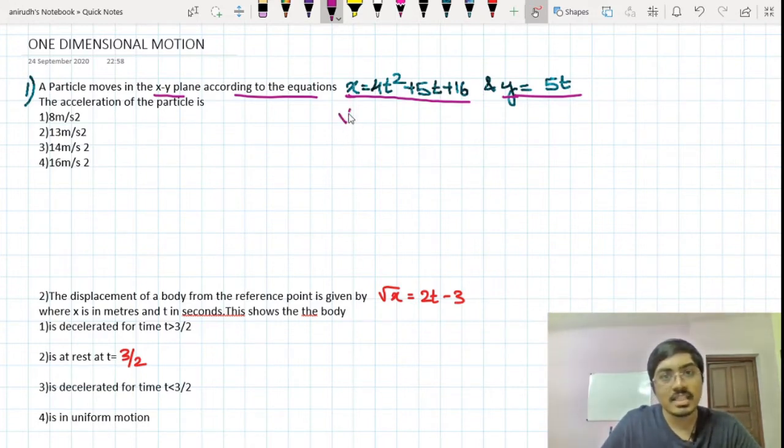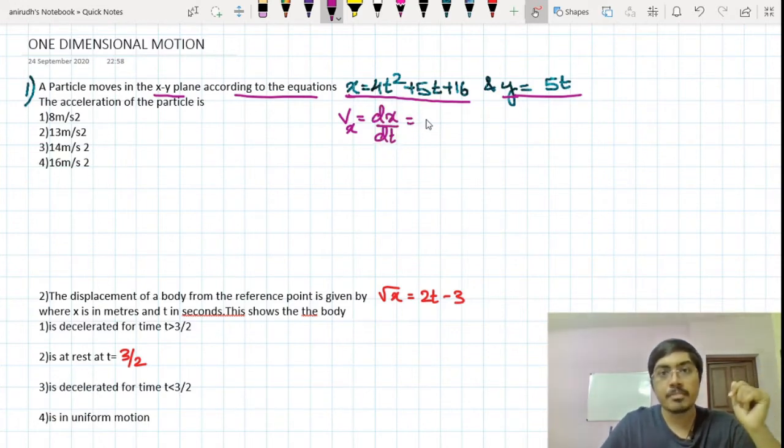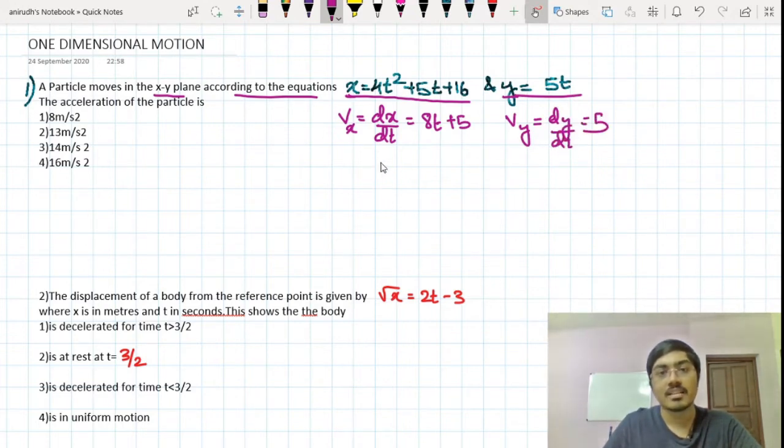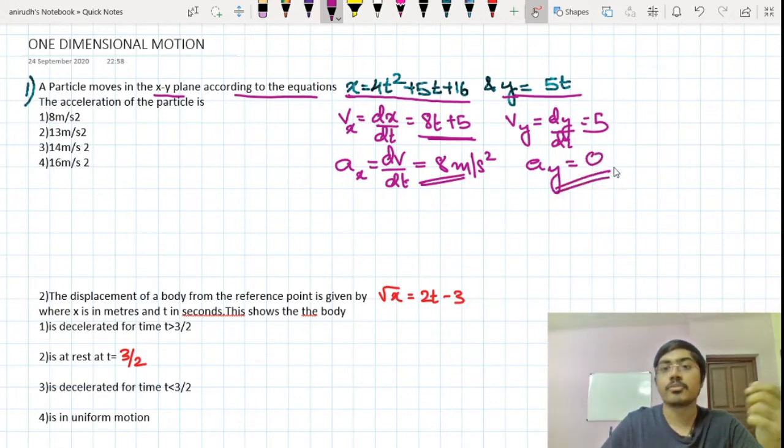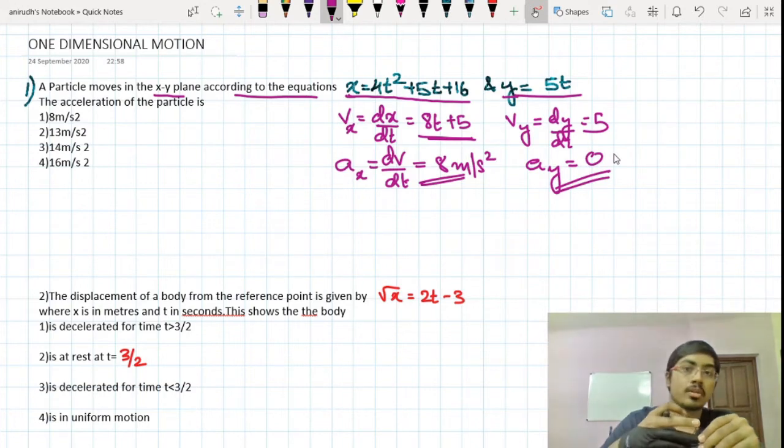What is the velocity along the x direction? Velocity along the x direction is dx by dt. If you differentiate this with respect to time, you will get 8t plus 5. And velocity along the y direction is equal to dy by dt, and this is equal to 5. Right? Now acceleration along the x direction is dv by dt. You are differentiating this expression with respect to time, and therefore you will get 8 meter per second square, while acceleration along the y direction is 0, because you know the differentiation of a constant is equal to 0.